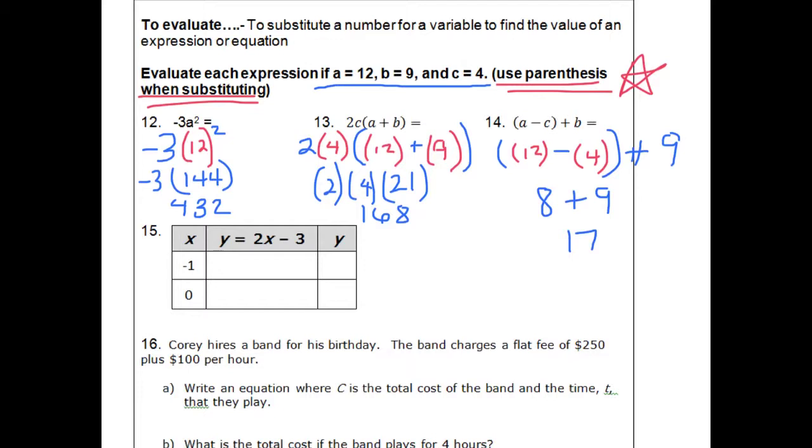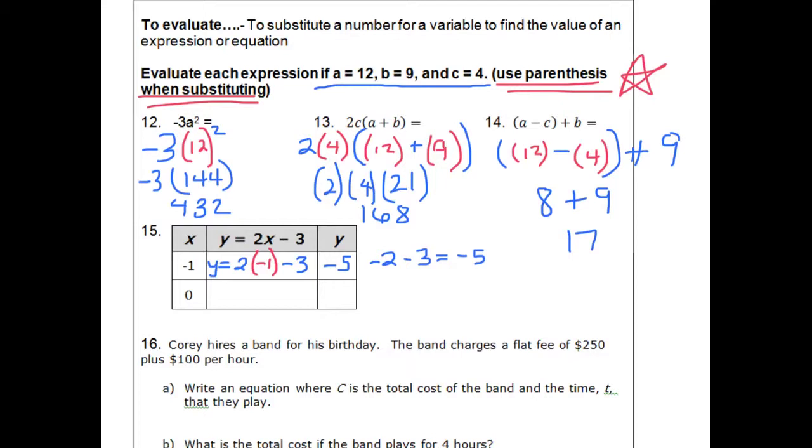Okay, so now let's do our table. In our table, we're given the values of our x that we're going to substitute in right there. So our first one, we have y equals 2, but instead of x, I'm going to use my parentheses and substitute in my negative 1, minus 3. So let's do this over here on the side. 2 times negative 1 is negative 2, minus 3 equals negative 5. So my y value is negative 5.